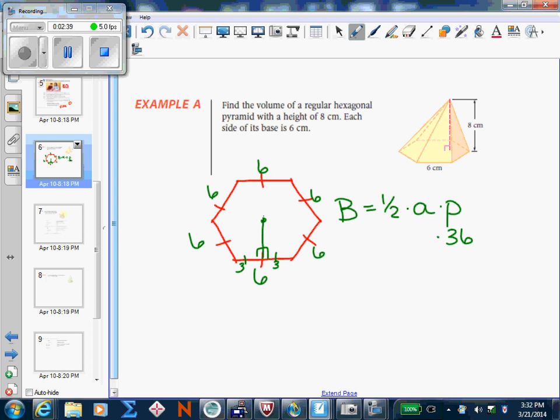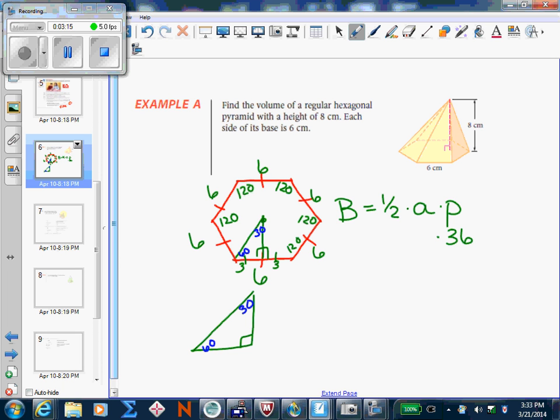If you connect from the apothem or the center to a vertex, you have formed a right triangle. In a regular hexagon, every angle is 120 degrees. You learned that in chapter 5. If I take that 120 degrees and split it in half, making this angle of my right triangle 60, I then have a 30, 60, 90 right triangle.